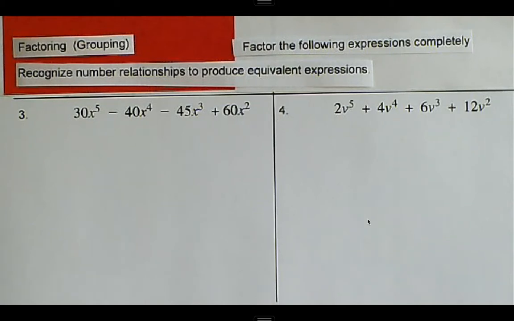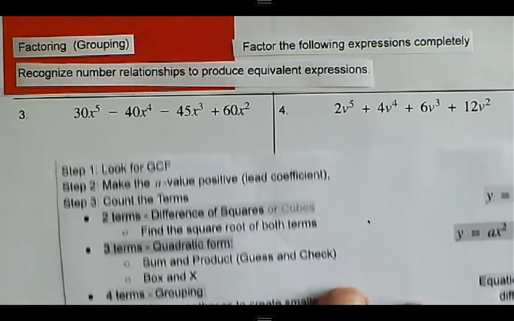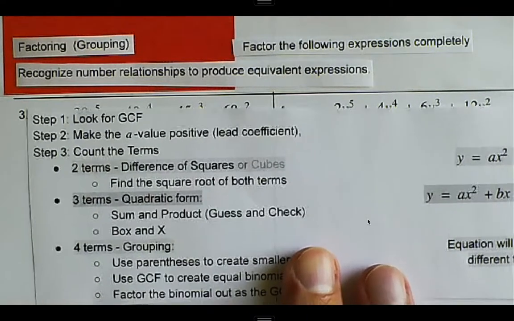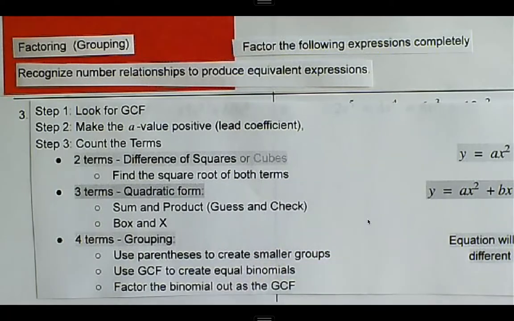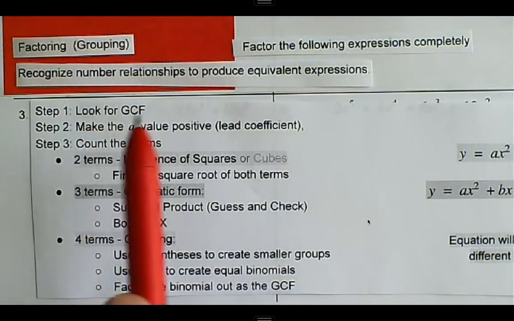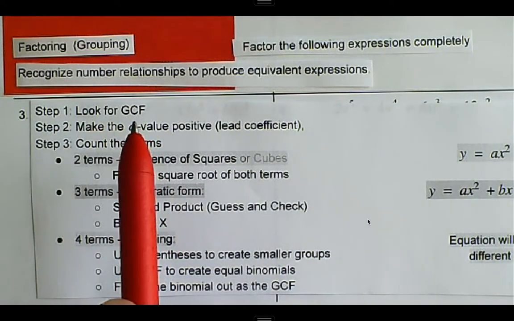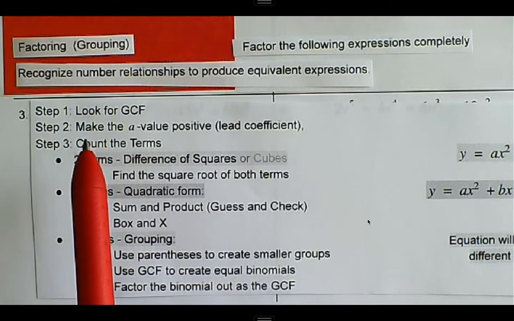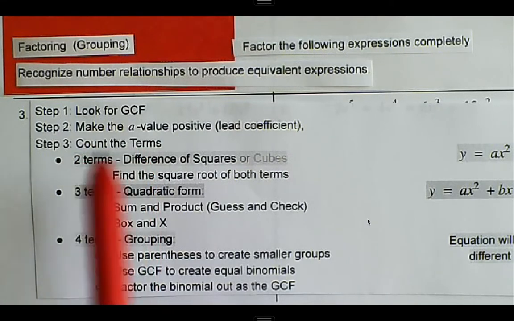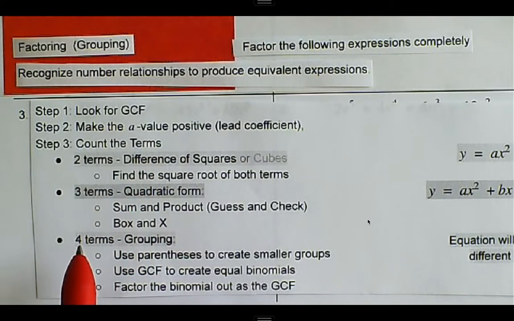And we want to recognize relationships to produce equivalent expressions. So we still have the steps that we want to follow. First one, if there's any greatest common factors, we want to factor that out. We want to make the A value positive, count the terms. So that's where we're at. In this case, for these examples, we're going to have four terms.